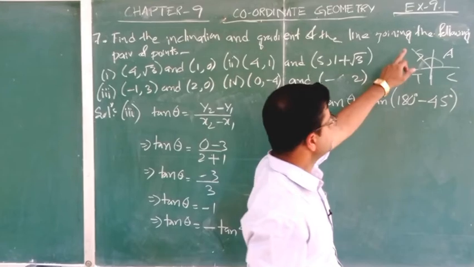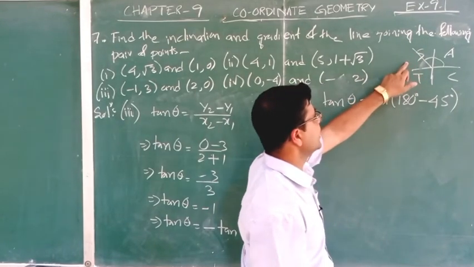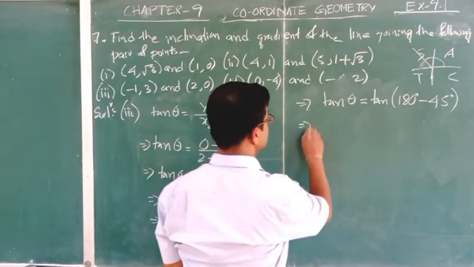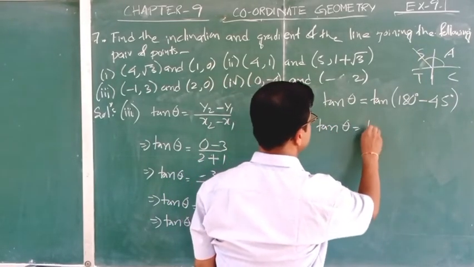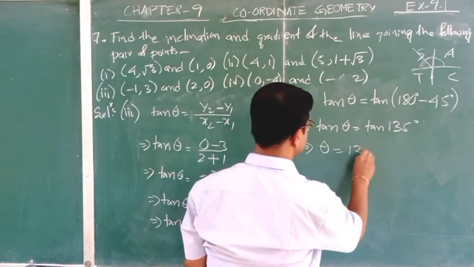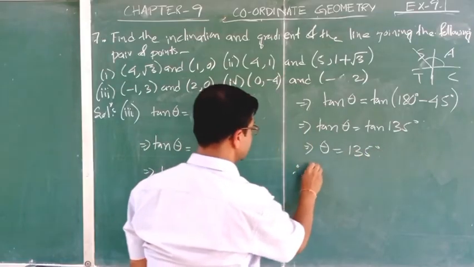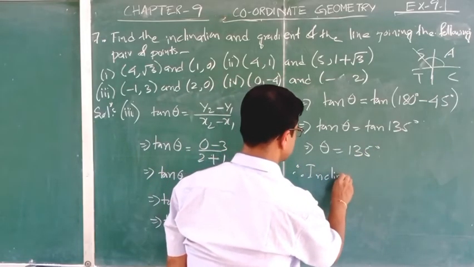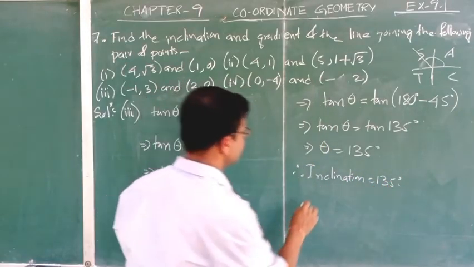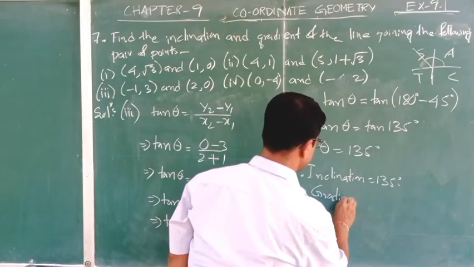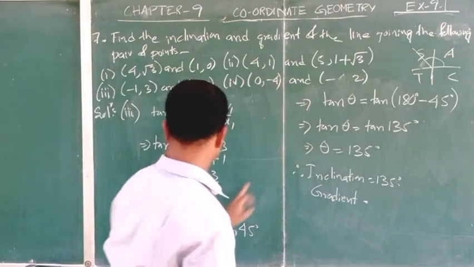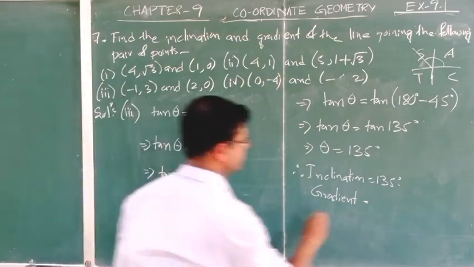In this quadrant, tan theta is negative, so here minus tan theta is tan of 180 minus theta, that's why. Tan theta is tan of, if we subtract, how much are we obtaining? 135 degrees. So theta is equal to 135 degrees. Now let us write the answer. Therefore, inclination is 135 degrees, and the gradient we obtained is tan of, this is the gradient, minus 1.